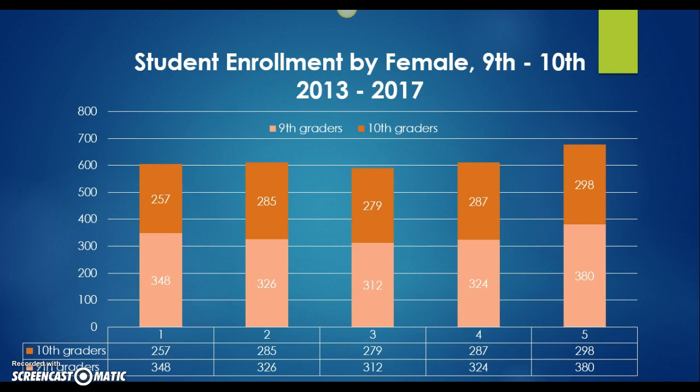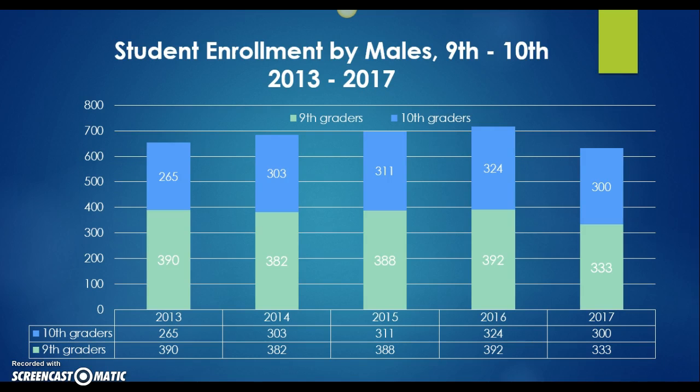So the female population is rising throughout these years, while the male population is slightly declining from 2013 to 2017. As you can see, in 9th grade, the number of male students was 390, but dropped all the way down to 333. And in 10th grade, it was 265, and then by 2017, it got all the way up to 300 students. You can see an upward trend all the way till 2016 for the 10th graders, and then a decline at the end.